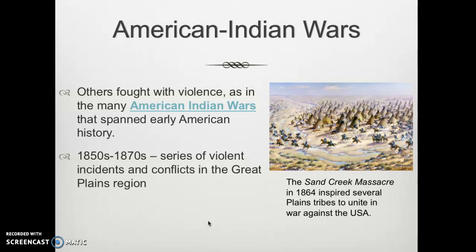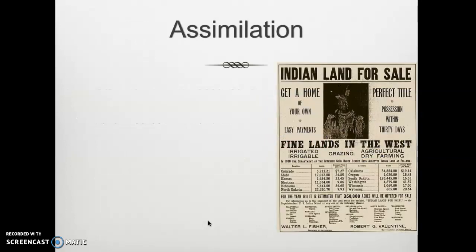In fact, in 1864, a very famous incident occurred where natives were invited peacefully to come to an American fort, and once they got there, they were massacred. This is known as the Sand Creek Massacre. And this actually inspired a massive tribal unification in a fight against the American government. Of course, the Indians pretty much lost.